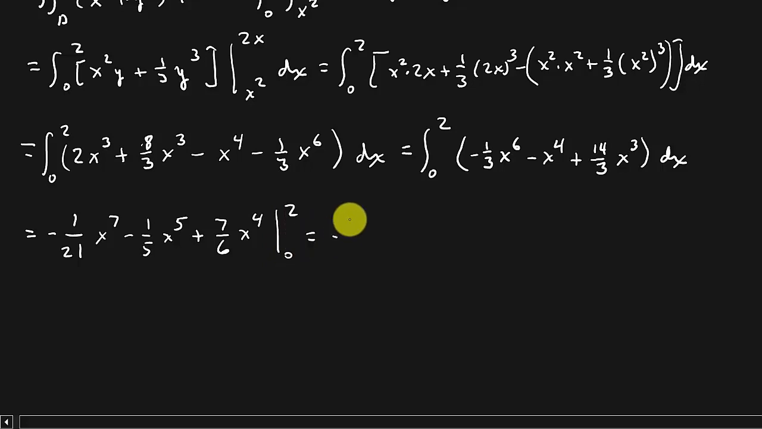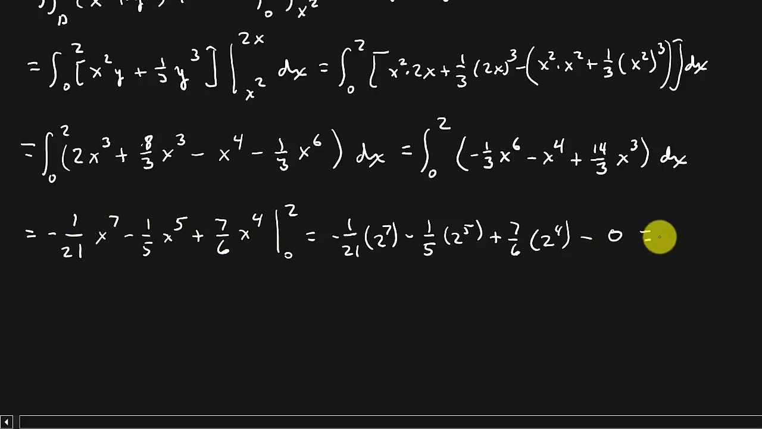And so now we get negative 1 over 21 times 2 to the 7th minus 1/5 times 2 to the 5th plus 7/6 times 2 to the 4th, minus, and now these are the ones I like. So I plug the 0 in, and you can see we'll get 0 everywhere, so that's just 0. And so that's going to give us an answer of 216 over 35 once you calculate it. Okay, so that was that problem.